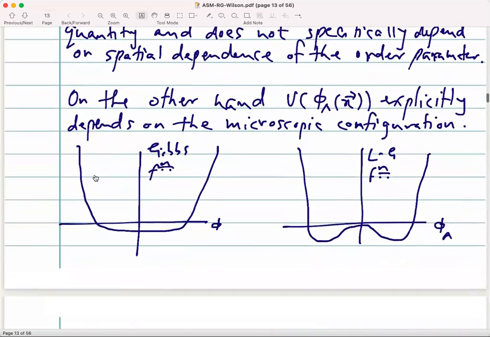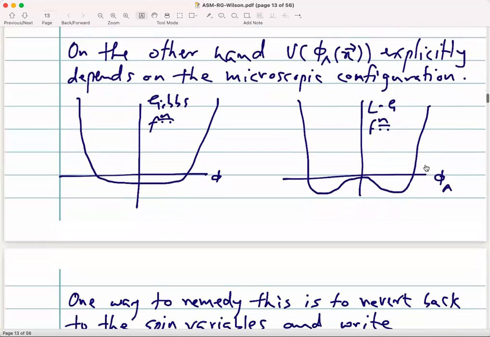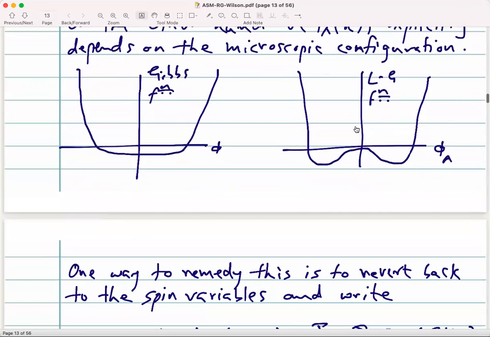So Gibbs free energy would have a structure which would be like this. It's a convex function, whereas the Landau-Ginzburg functional would look something like that. And clearly, the Landau-Ginzburg energy functional could not be used for giving a thermodynamic description of a system where you would expect the function to be convex.